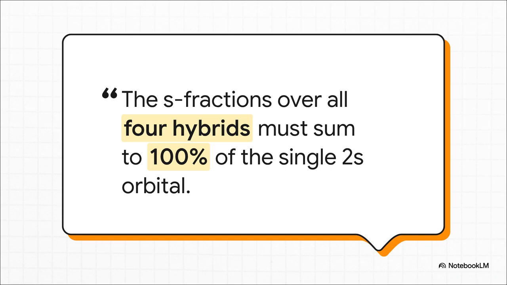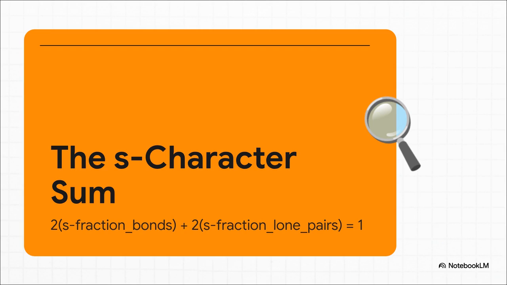The oxygen atom only has one 2s orbital to contribute. So when you add up the percentage of s character across all 4 of its hybrid orbitals, the 2 for bonds and the 2 for lone pairs, it has to equal exactly 1, or 100%. You can't create or destroy s character. So we can set up this really simple little equation. We already know the s fraction for our 2 bonding orbitals is 20%, or 0.2. So we can just plug that number in and solve for the s fraction of the 2 lone pair orbitals.